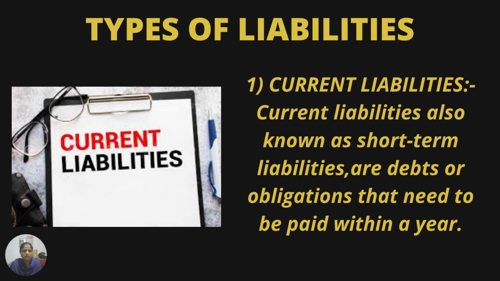Then let us see the types of liability. First one, current liabilities. What is a current liability? Current liabilities, also known as short-term liabilities, are debts or obligations that need to be paid within a year. With current liabilities, we pay the money within a year. It depends on the time, months. We take credit from another person or another firm for 2 months, 3 months, and we purchase the goods on a credit basis, and these transactions are included in the current liabilities.